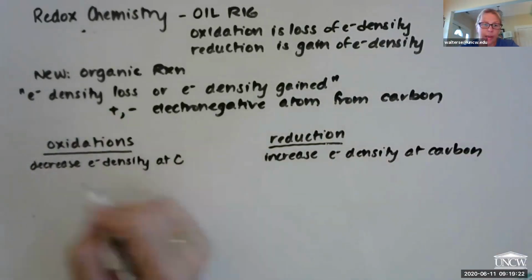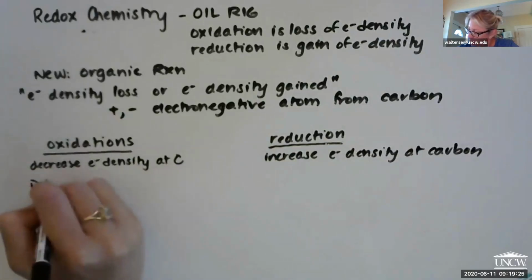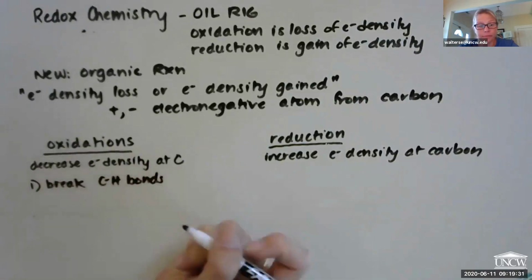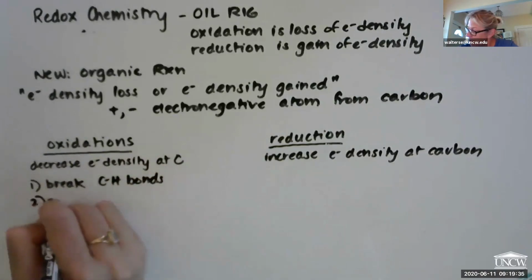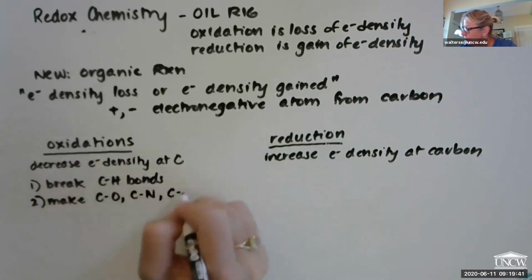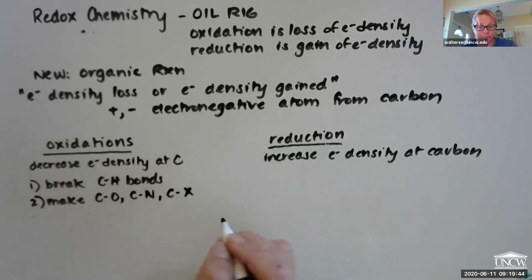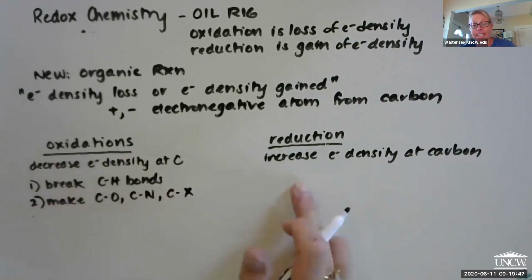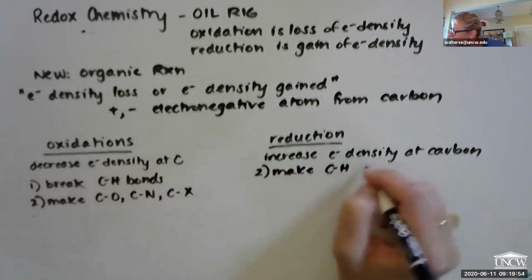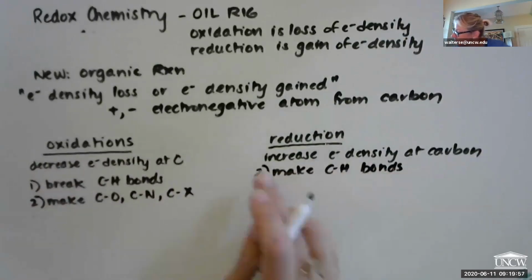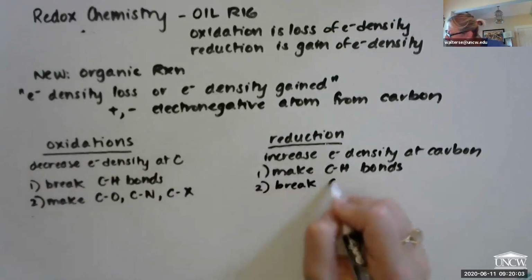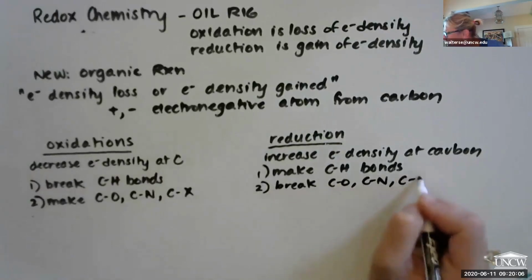If you want to have an oxidation, you need to break carbon to hydrogen bonds, and you have to make carbon to oxygen, carbon to nitrogen, or carbon to halogen bonds. Reductions are the exact opposite. You're going to make carbon to hydrogen bonds, or you have to break carbon to oxygen, carbon to nitrogen, carbon to halogen.